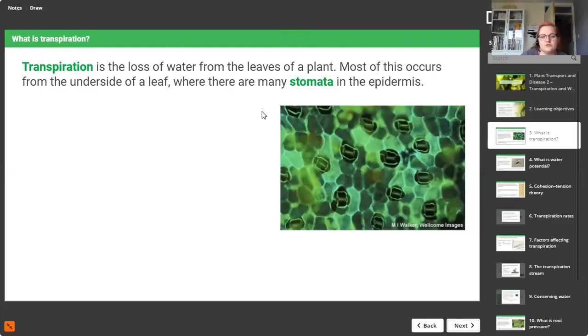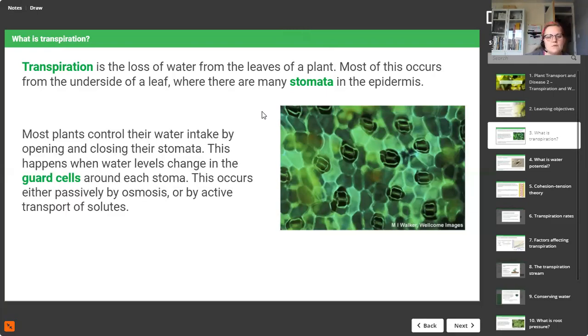Transpiration is that loss of water, like I was saying, and it often happens on the epidermis, where we've got lots of stomata, on the underside of the leaf of a plant. Most plants control their water intake because they're able to open and close their stomata. As water levels change, special cells around the stomata, called guard cells, are able to open and close the stomata. This occurs either passively by osmosis or by active transport of solutes when the water levels change.